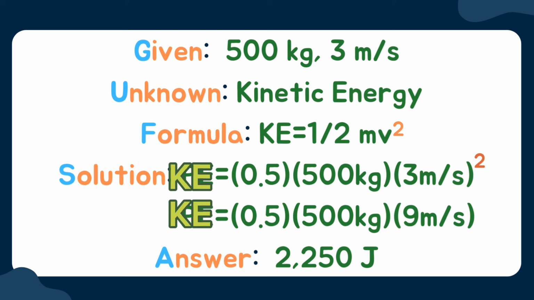But since velocity should be squared, we should multiply the value of velocity to itself. In this case, 3 times 3, and that's going to be 9 meters per second. So, KE is equal to 0.5 times 500 kilogram times 9 meters per second. And the final answer is KE is equal to 2,250 joule.